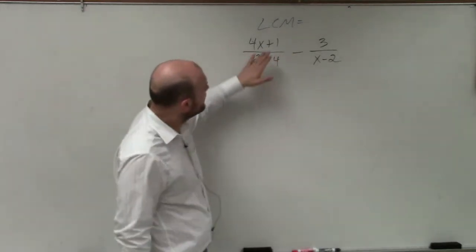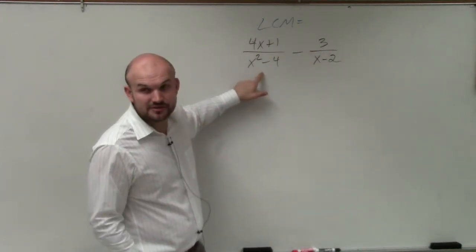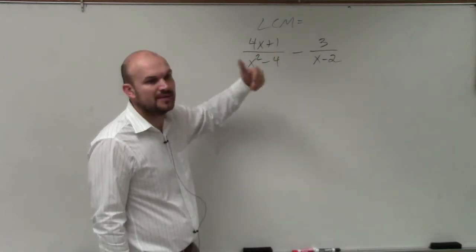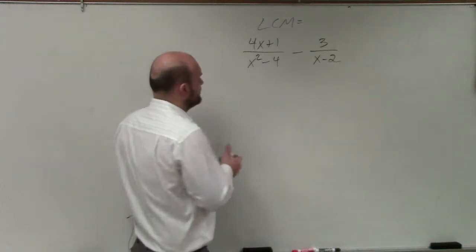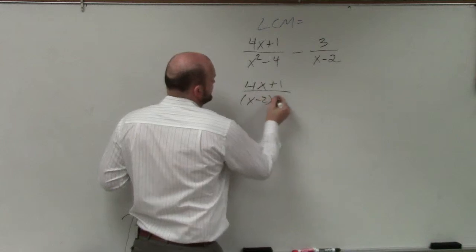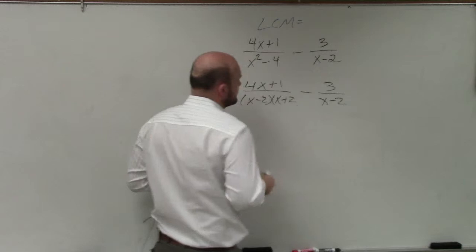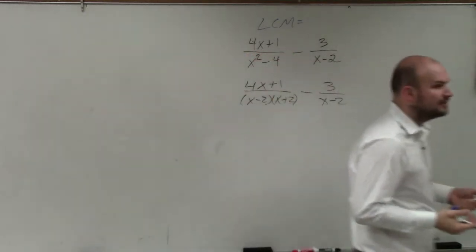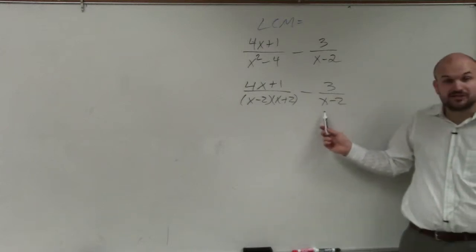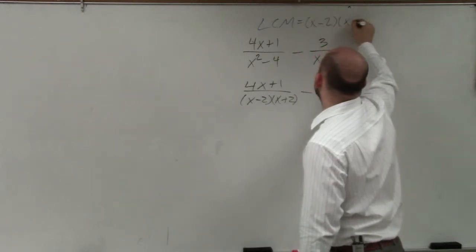So I can't factor any of these by simplifying, but I do see that x squared minus 4 is a difference of 2 squares. If you guys remember, a squared minus b squared can be factored into a minus b, a plus b. So if I factor this, I get 4x plus 1 divided by x minus 2 times x plus 2, minus 3 over x minus 2. The reason that's so helpful is because now, do you guys see, they share the expression x minus 2. So the LCM is x minus 2 times x plus 2.